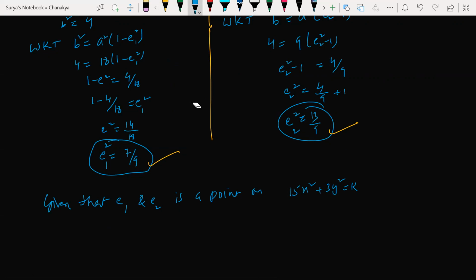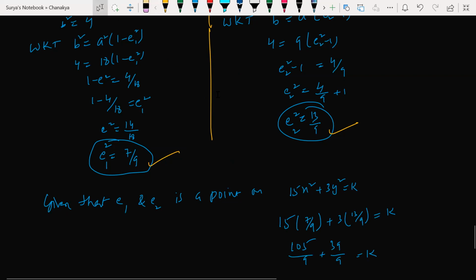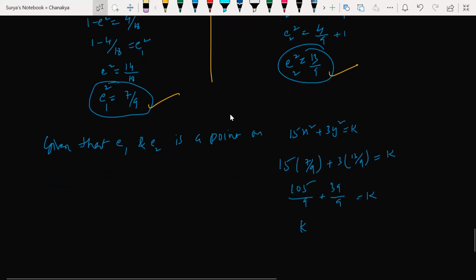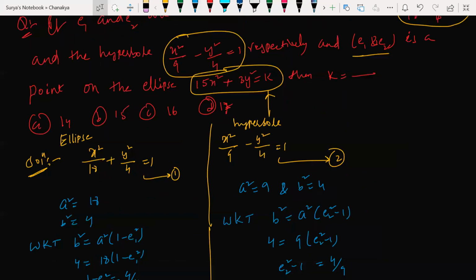Okay, so 15x square, x square is nothing but E1 square, yes or no? 7 by 9. 3 into y square is E2 square, 13 by 9, is equal to k. So solve this: 15 times 7 is 105 by 9 plus 13 times 3 is 39 by 9 is equal to k. So 144 by 9, and 9 times 16 is 144, so I get k value 16. This is my final answer. K value, option C is correct.